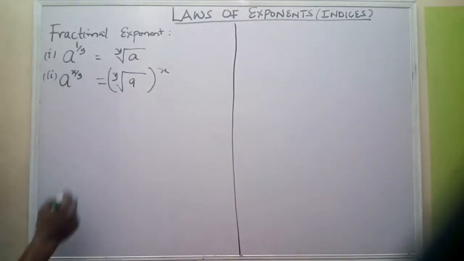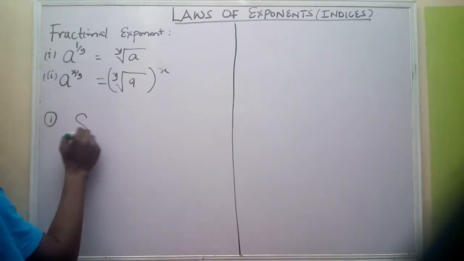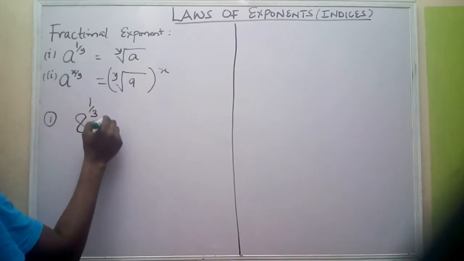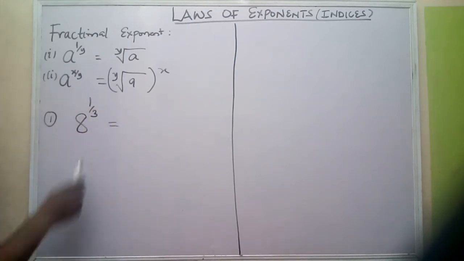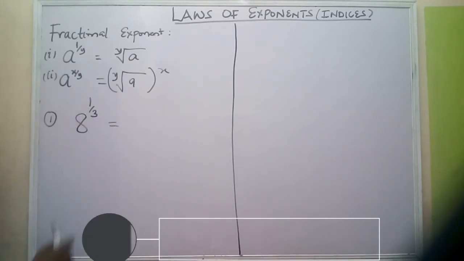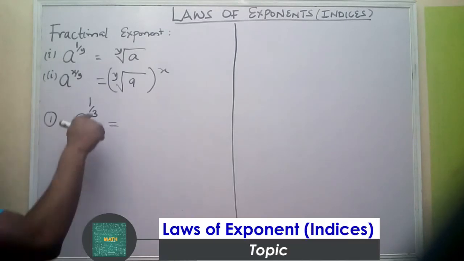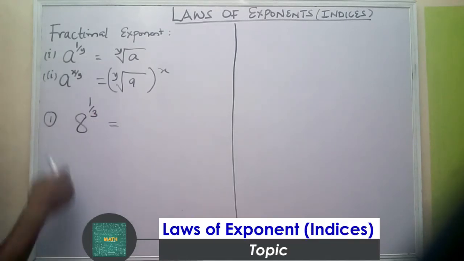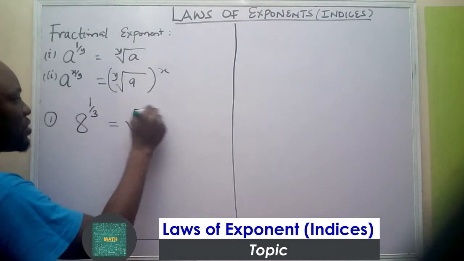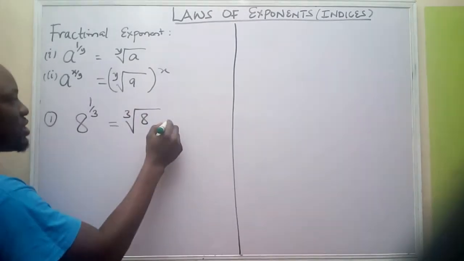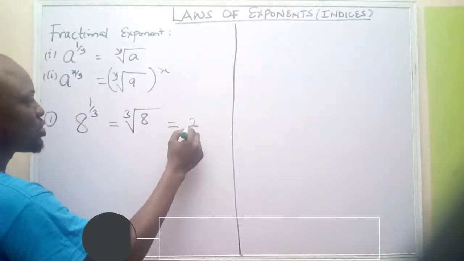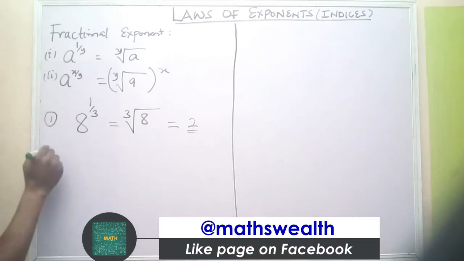Let's solve some problems. Let's take the first problem. If I have 8 to the power of 1/3, now I have a fractional exponent whose numerator is a 1. So my denominator becomes the root of the base. So my expression becomes the third root of 8. So the third root of 8 will give me 2. Just use your calculator and then you get 2.